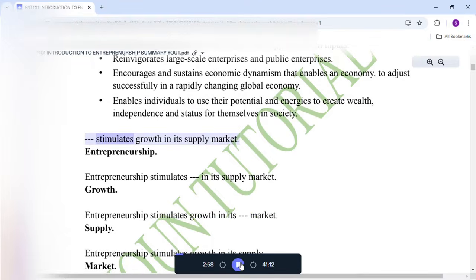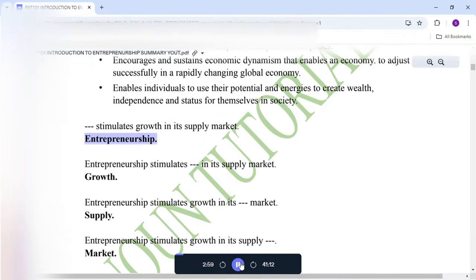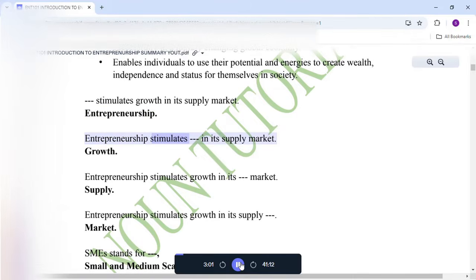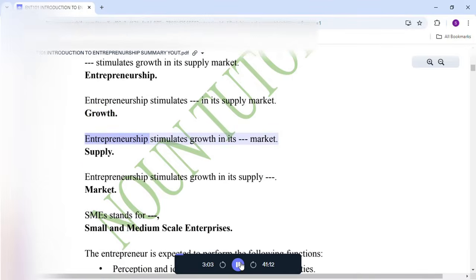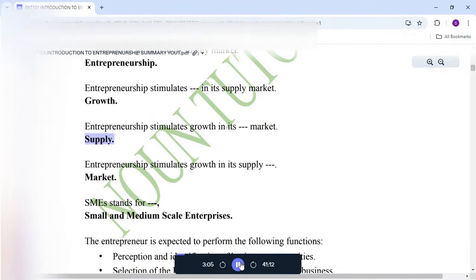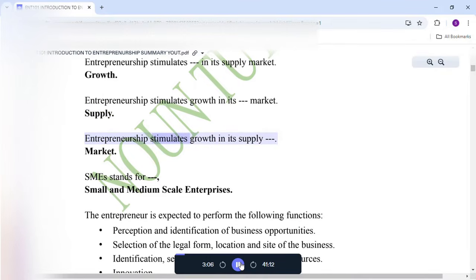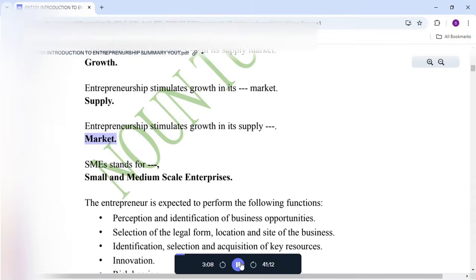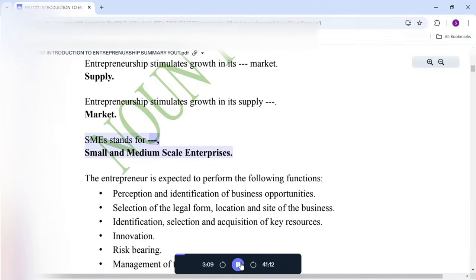Entrepreneurship stimulates growth in its supply market. SME stands for small and medium scale enterprises.